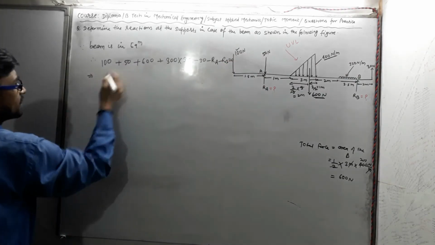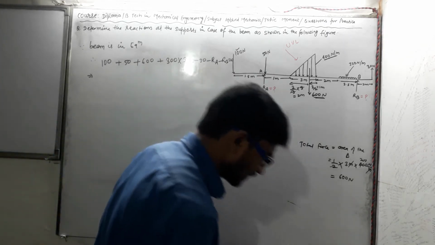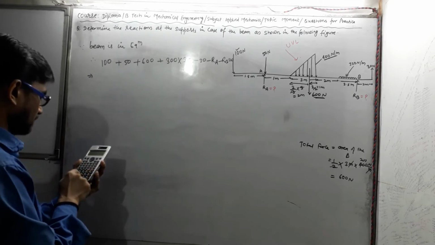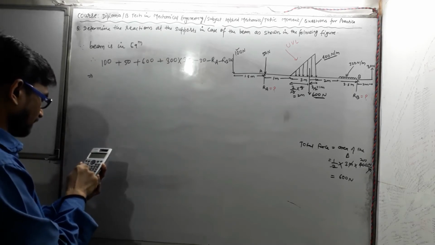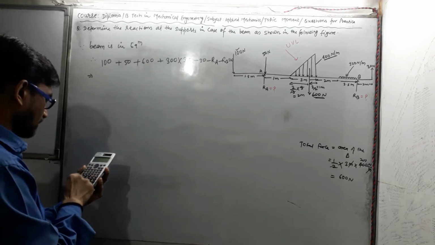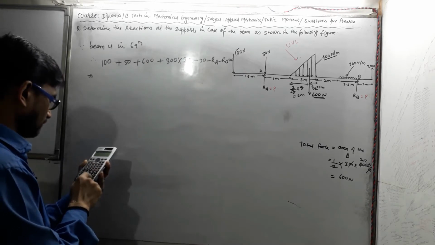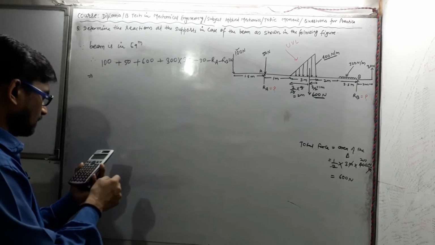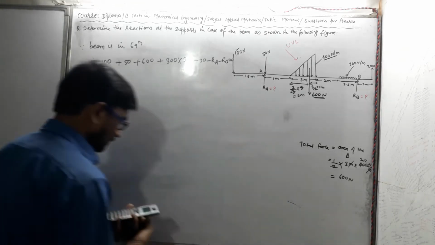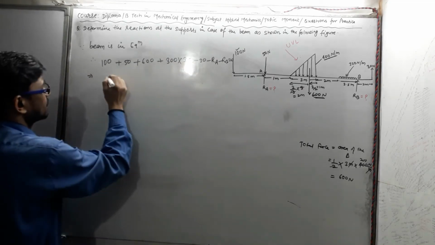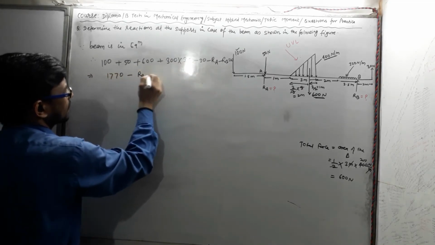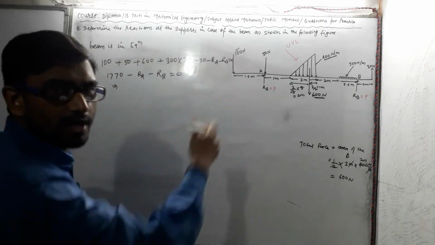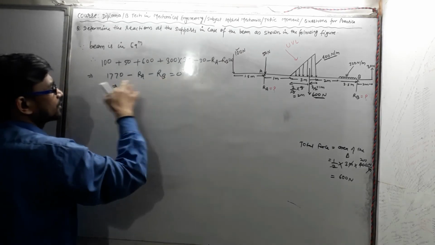So we can calculate its value: 100 plus 50 plus 600 plus 300 multiplied by 3.5 minus 30, that is 1770. So we can say up to this, 1770 minus RA minus RB gives 0. If we transpose these two forces into the right hand side, then it becomes plus, which is equal to 1770.